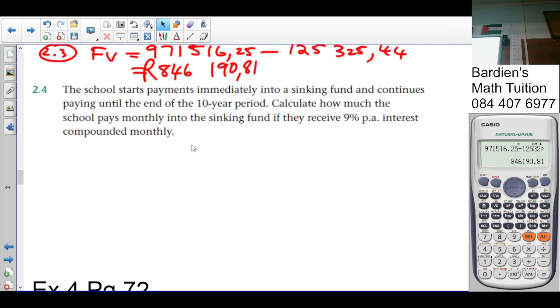So is the investment frequency in line with the payment frequency? Yes. You're paying monthly and it is compounded monthly. Okay? So just close here.